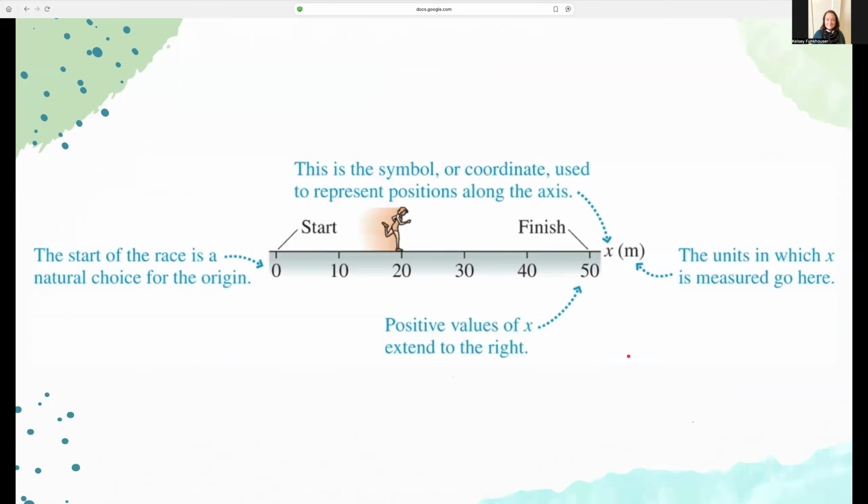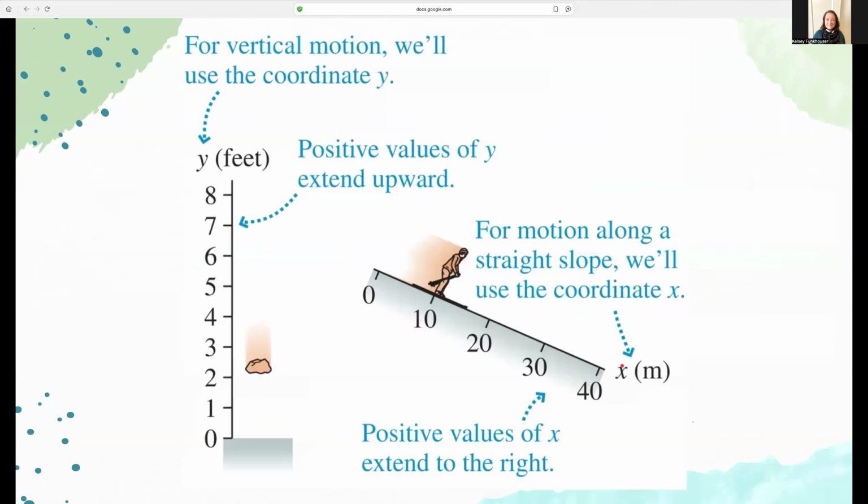Also for horizontal motion, we'll use X as our variable label for the motion. So here we have this runner and her position in X, or X equals 20 meters. That's what her position is. And that's what this M is here, meters. It's just telling us what units we're using, just like miles on the previous slide.